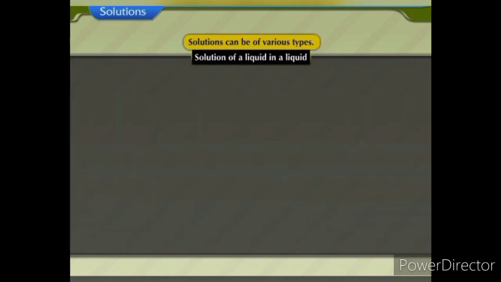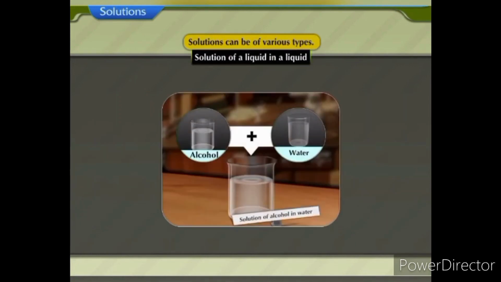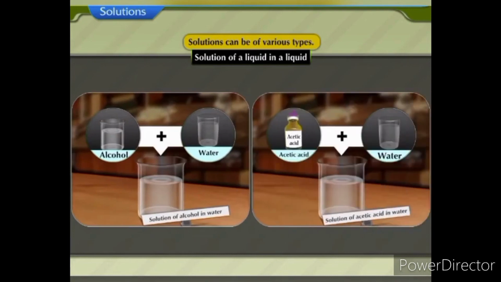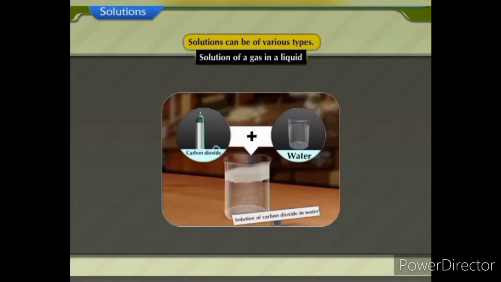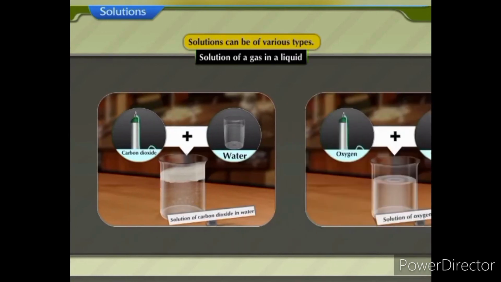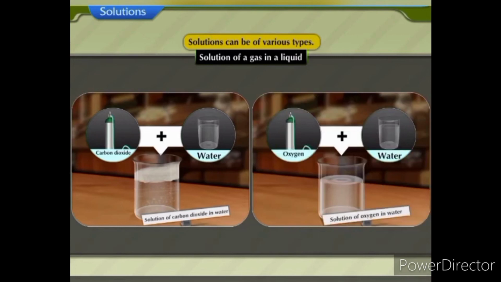Solution of a liquid in a liquid. A solution of alcohol in water, a solution of acetic acid in water, are both examples of this type of solution. Solution of a gas in a liquid. Soda water is a solution of carbon dioxide in water. Oxygen or any gas dissolved in water is a gas in liquid type of solution.